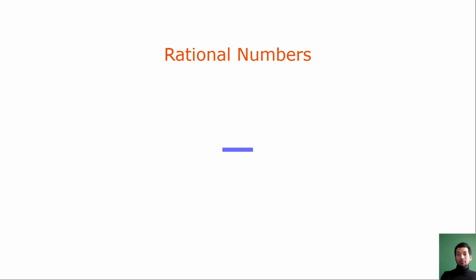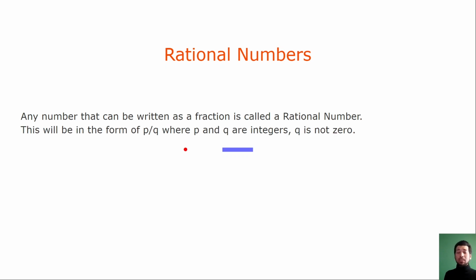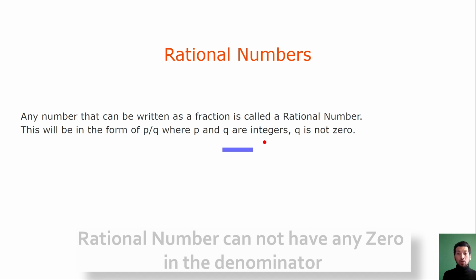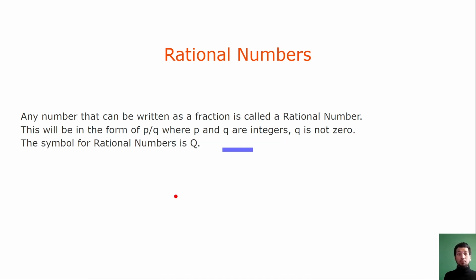Now next we have rational numbers. Any number that can be written as a fraction is called a rational number. We can express this rational number in a formula of p over q, where p and q are integers and q is not 0. So p is the numerator of this fraction and q is the denominator of this fraction. So the denominator cannot be 0. The symbol for rational numbers is Q in block letter.